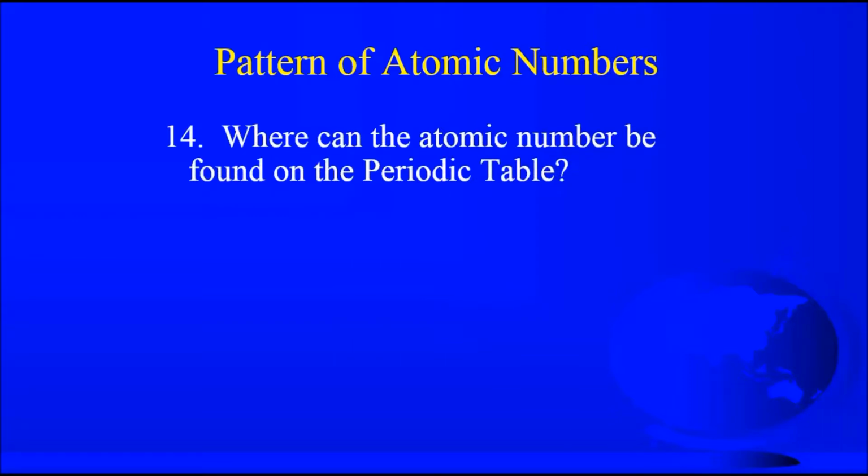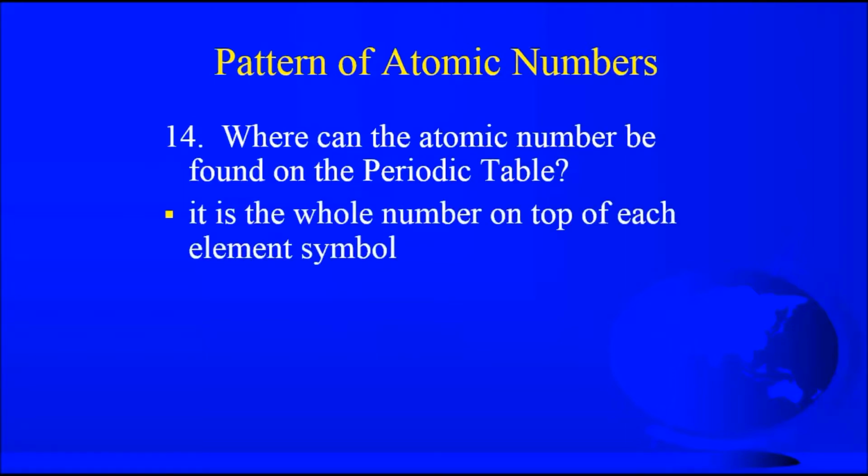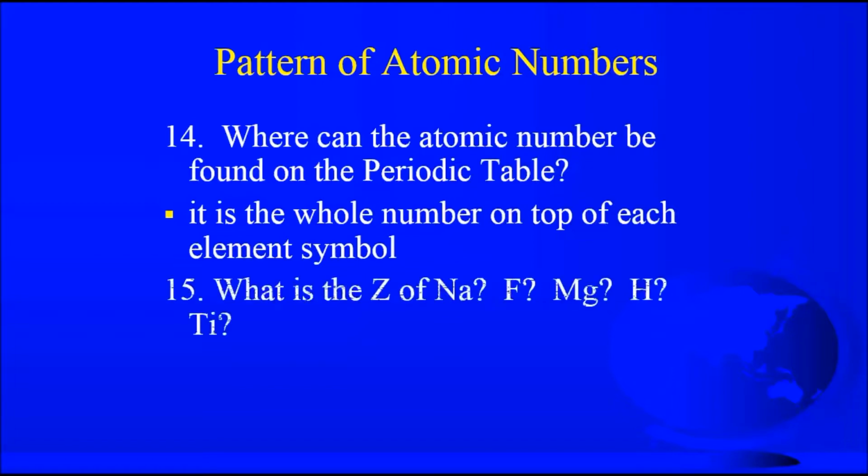Where can you find the atomic number on the periodic table? Look on your periodic table, since your periodic table should be out. Where do you find the atomic number? No, that's the mass number. Where is it at? It is the number that is on top. The atomic number is the whole number that is on top of the symbol.